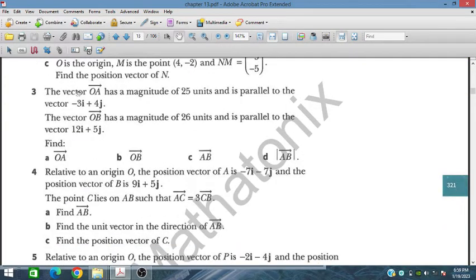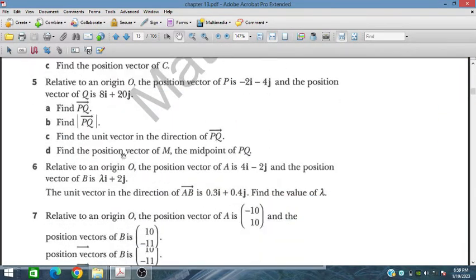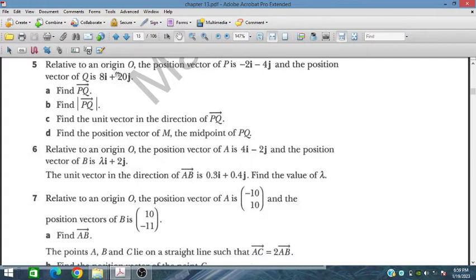Skip question number 3 and let's solve question number 5. Relative to an origin O, the position vector of P is -2i -4j, and the position vector of Q is 8i plus 20j. We have to find PQ.